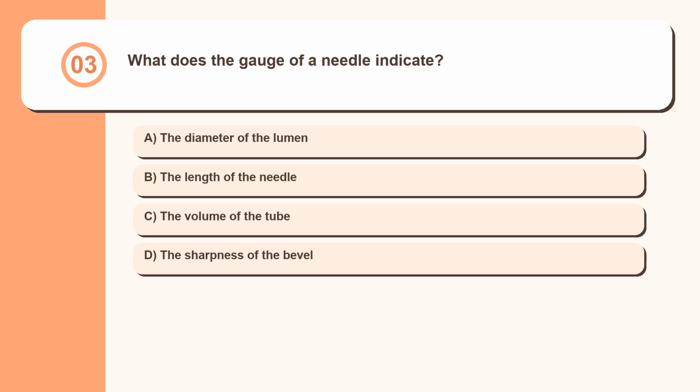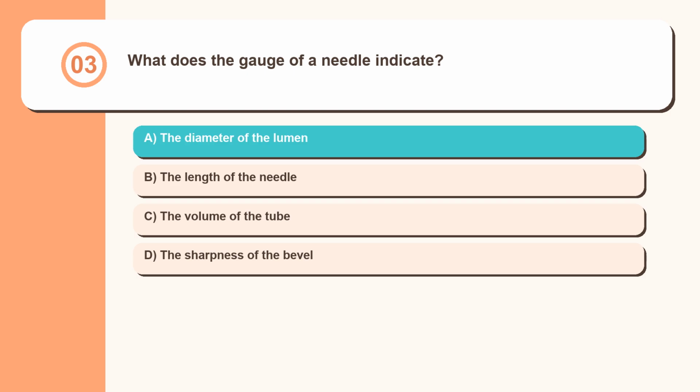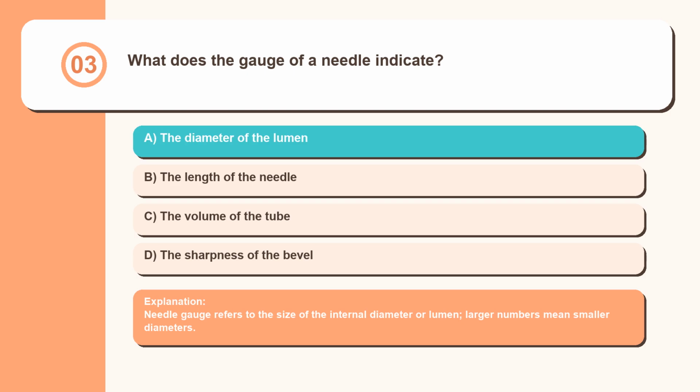Question 3. What does the gauge of a needle indicate? The diameter of the lumen, the length of the needle, the volume of the tube, the sharpness of the bevel. Needle gauge refers to the size of the internal diameter or lumen. Larger numbers mean smaller diameters.